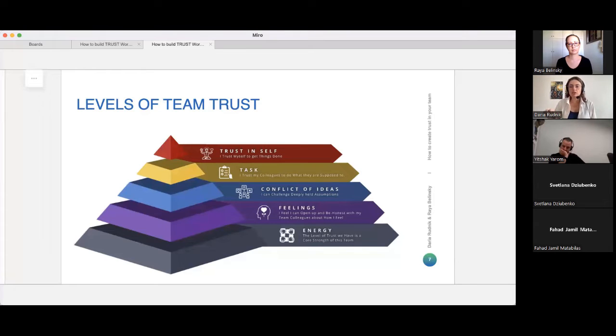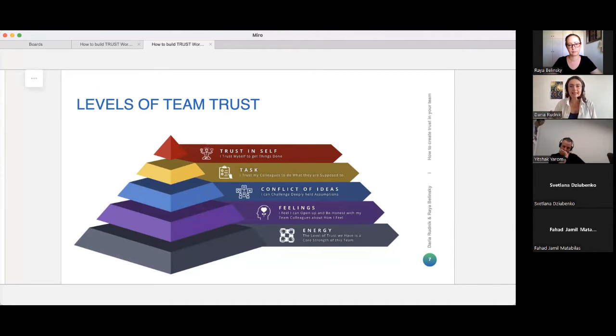Then when you trust your coworkers, you can have this conflict of ideas, because having a constructive conflict in a team is very, very valuable. You cannot underestimate it. It's the reason we innovate. When you don't have conflict of ideas, you'll just get stuck. So when you have enough trust, you can discuss ideas without judging each other's opinions.